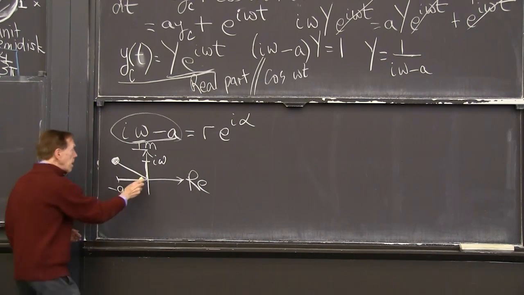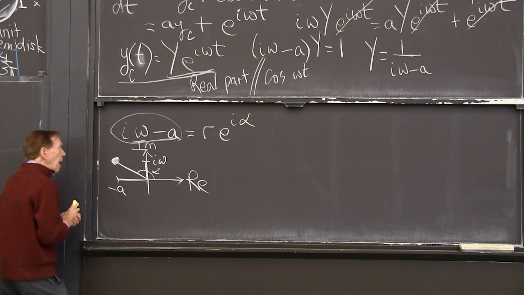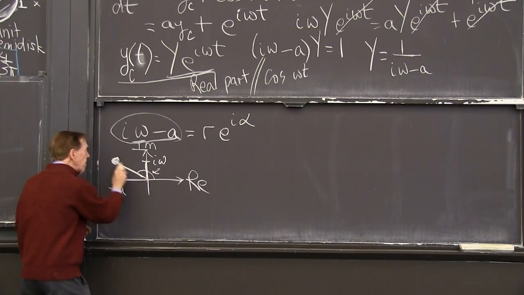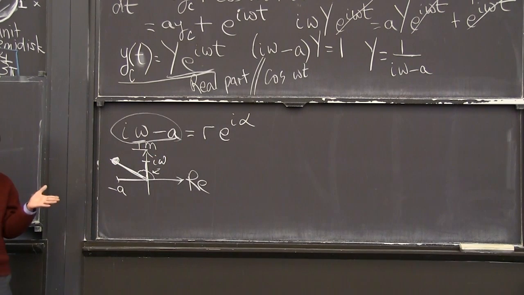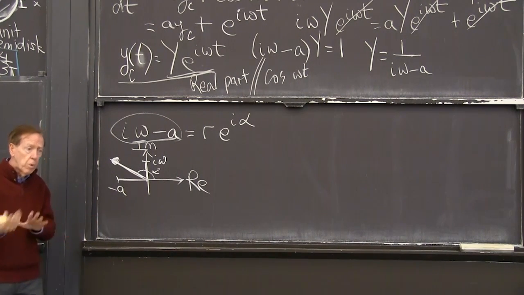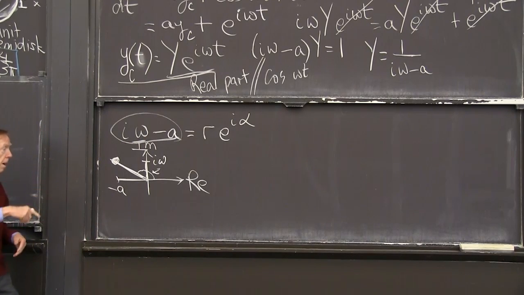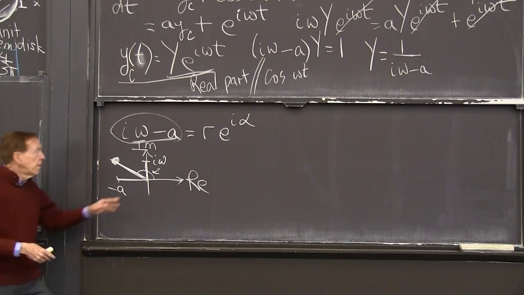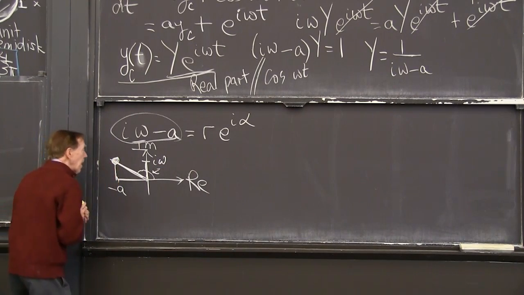And there's the angle alpha, and the length of that is the R. So I have those two things to find. That's called putting the number into its polar form. This is its rectangular form, real and imaginary. This is its magnitude. And now what is the magnitude of that?